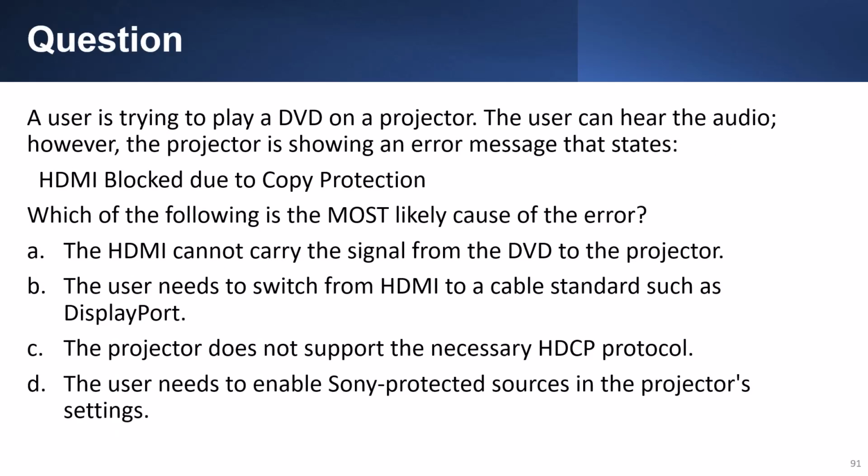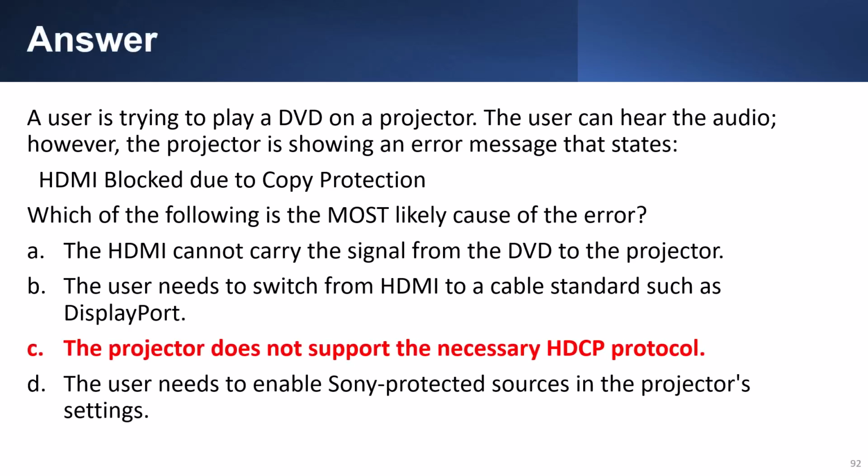Question: the user is trying to play a DVD on a projector. The user can hear the audio, however, the projector is showing an error message that states HDMI blocked due to copy protection. Which of the following is most likely the cause of the error? Answer: the projector does not support the necessary HDCP protocol.